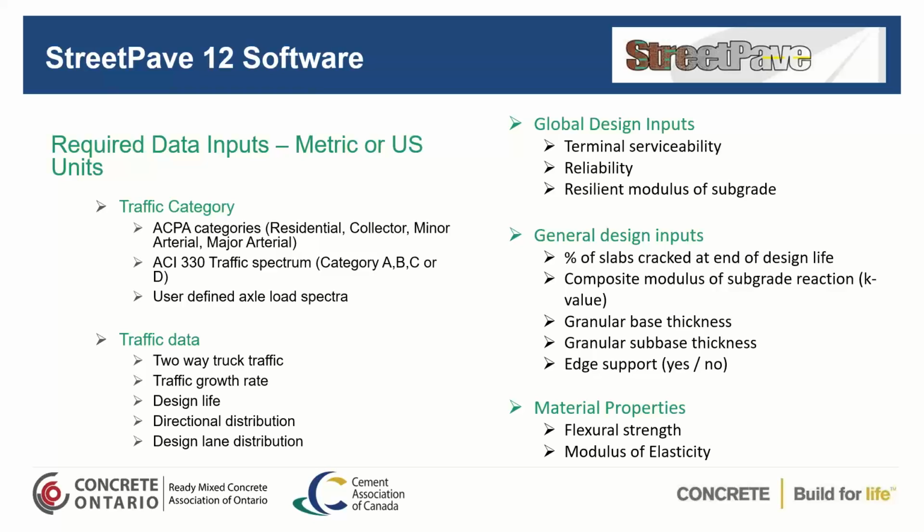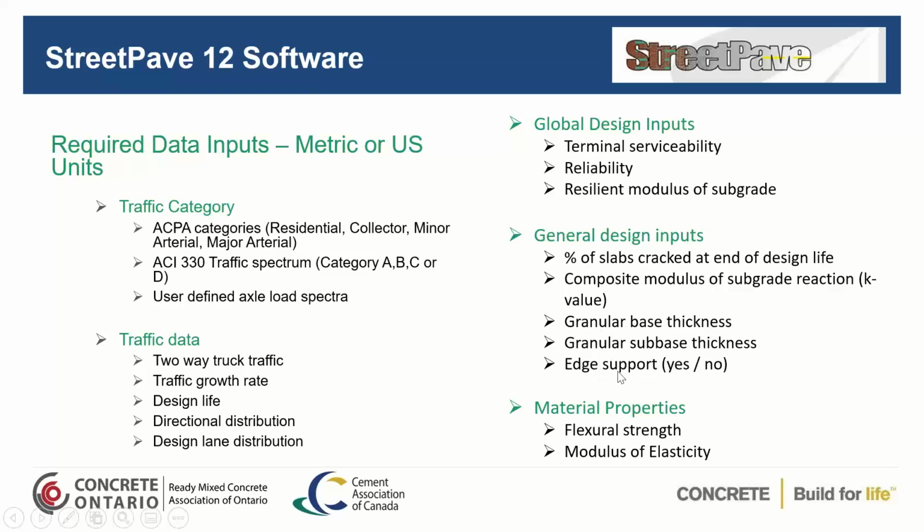You have your composite modulus of subgrade reaction, your K value. Then you have your subgrade, and that value can actually be calculated based on the resilient modulus of your subgrade and the thickness of your granular material. It'll actually calculate the resilient modulus for you. That's one aspect that the PavementDesigner.org doesn't allow you to do.